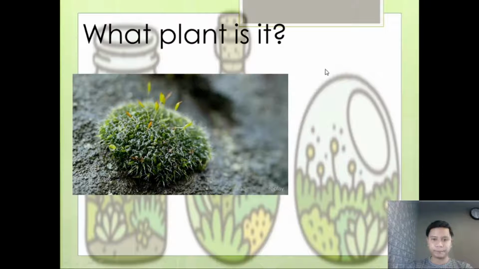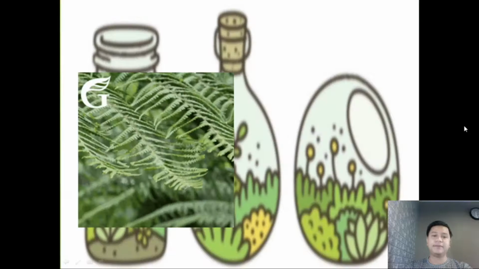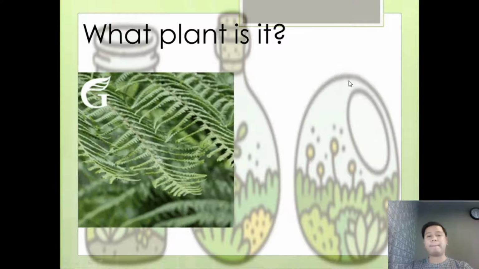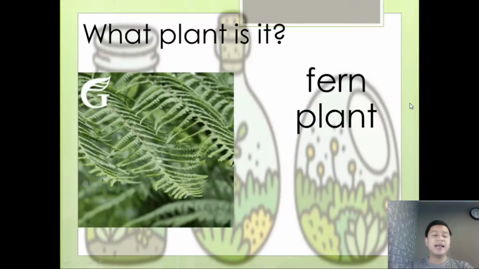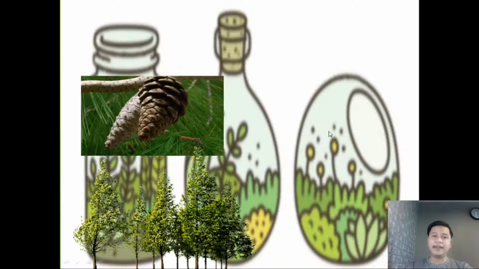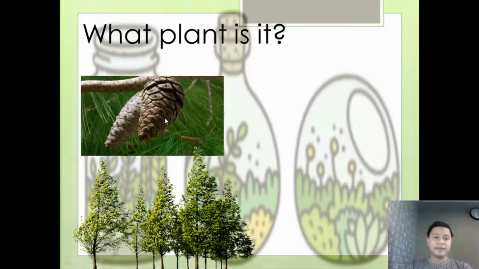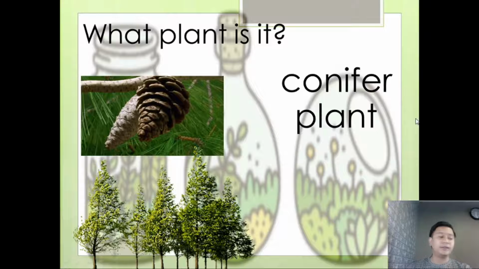What plant is it? It is a moss plant. Moss plant. Next, what plant is it? It is a fern plant. Fern plant. Next, what plant is it? Is it what we call a conifer plant? Okay, conifer plant, a conifer tree.